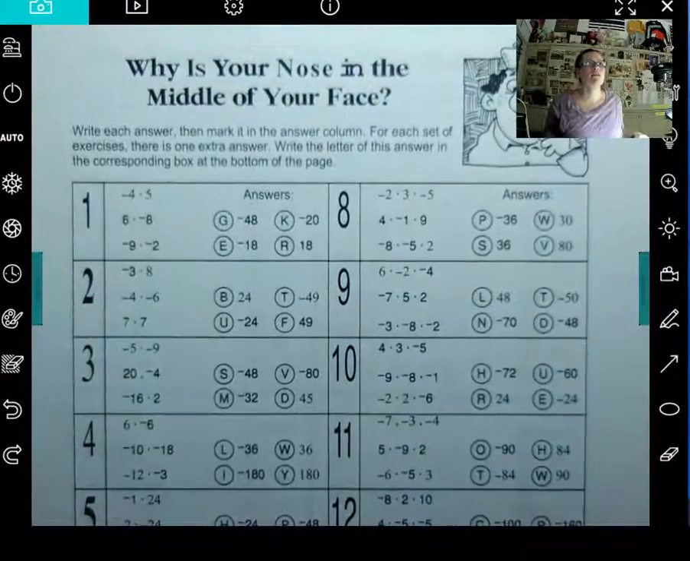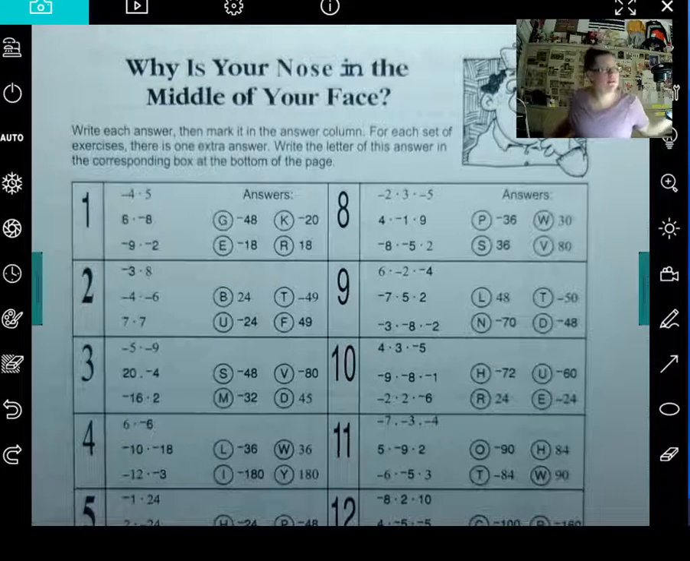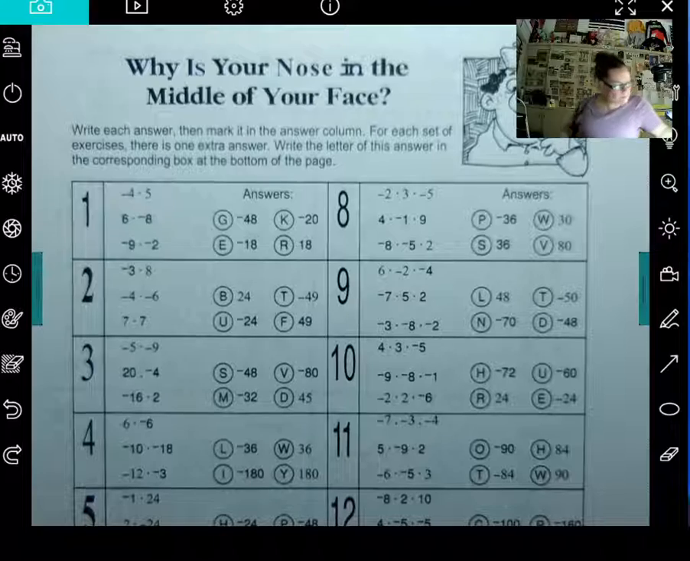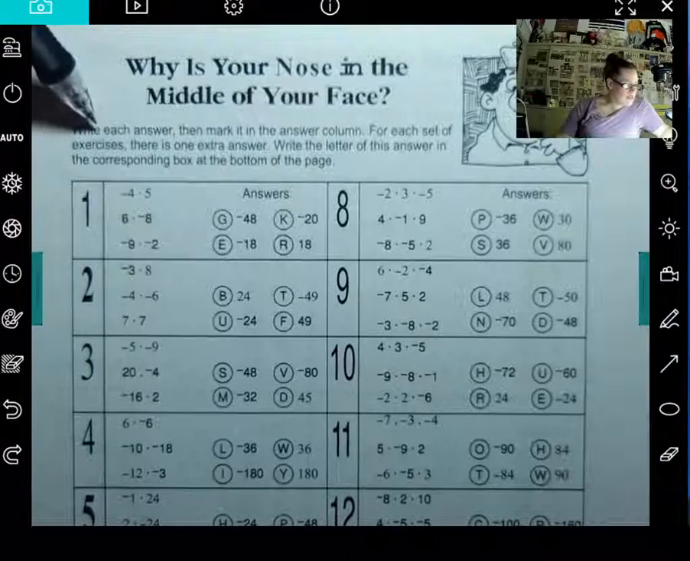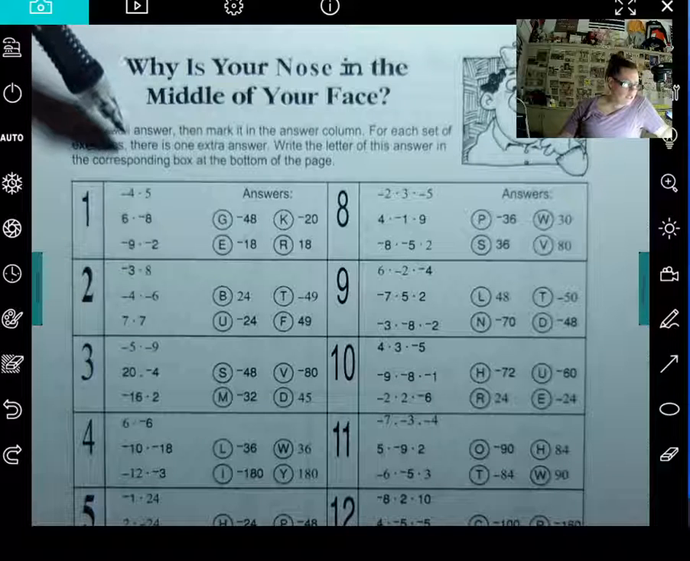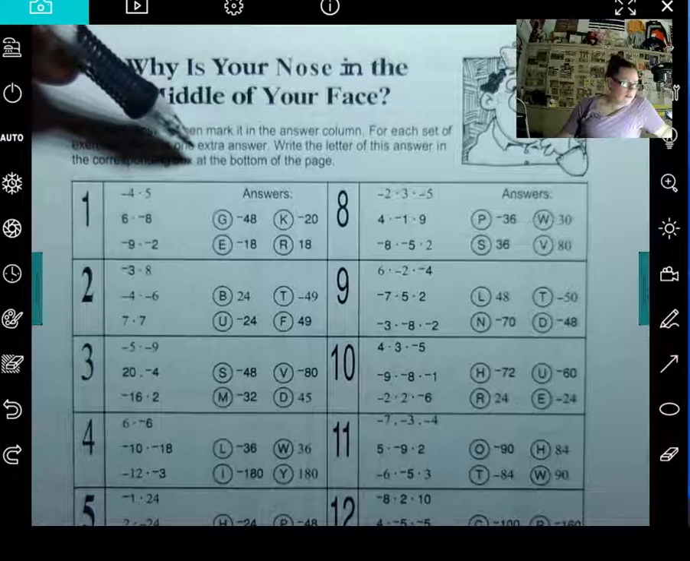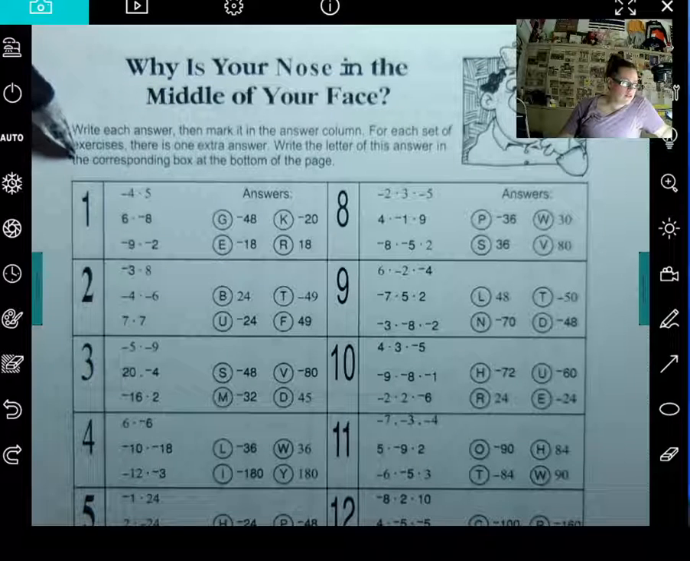It says, why is your nose in the middle of your face? Well, let's do some math and find out why. The directions say write each answer, then mark it in the answer column. For each set of exercises, there is one extra answer. Write the letter of this answer in the corresponding box at the bottom of the page.